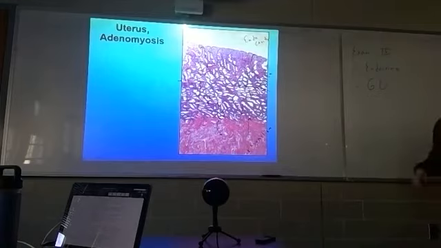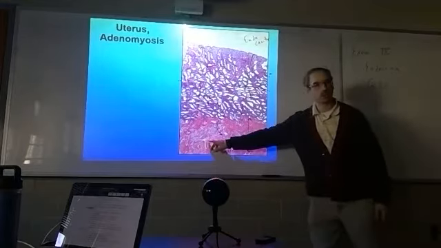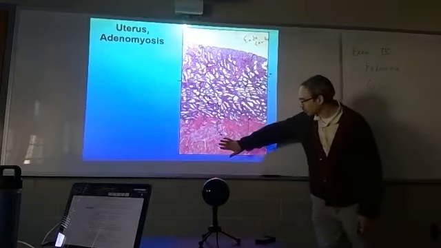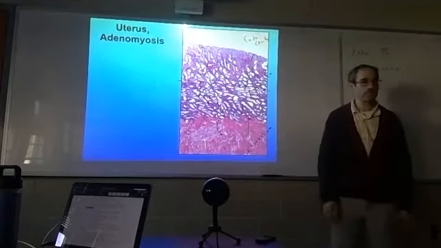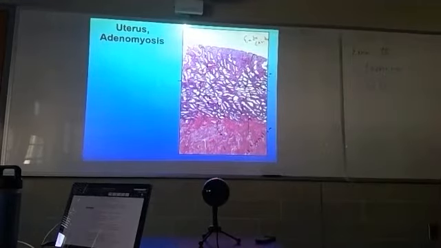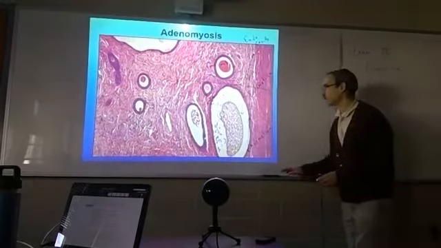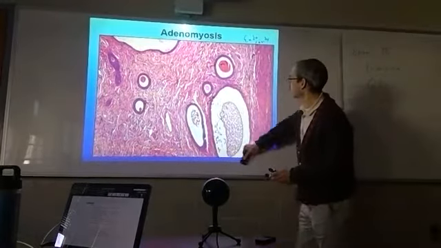Adenomyosis. You end up with a lot of glands in the myometrium, the muscular component of the uterus. There's only supposed to be smooth muscle down here. There aren't supposed to be any of these endometrial glands in here. So when the glands grow into the myometrium, we call this condition adenomyosis. Let's take a look.